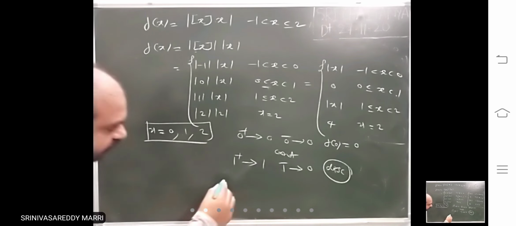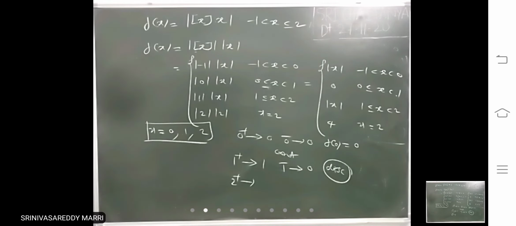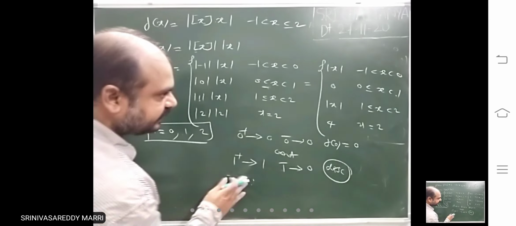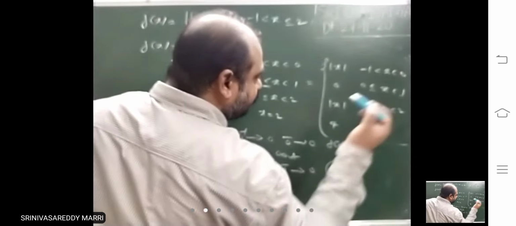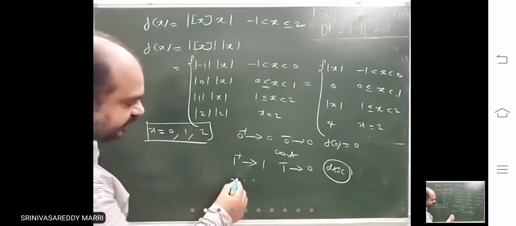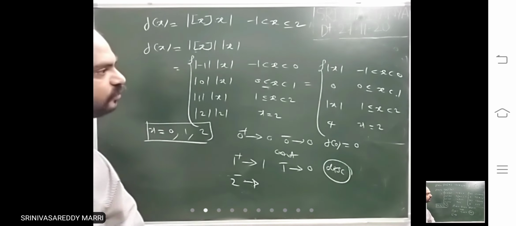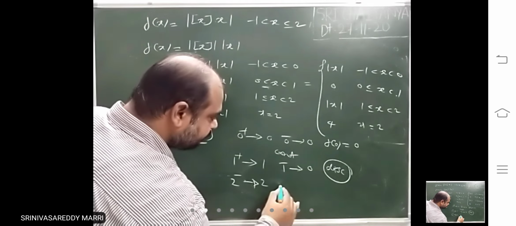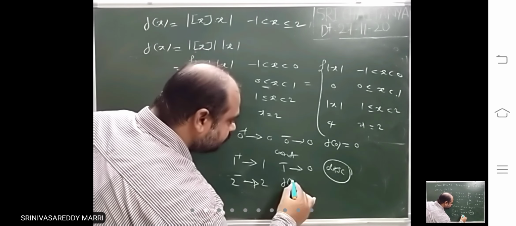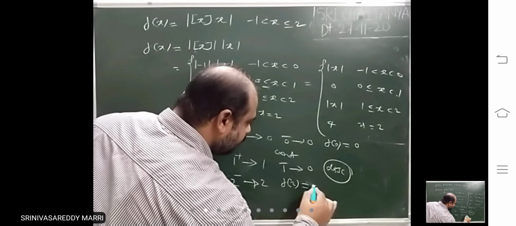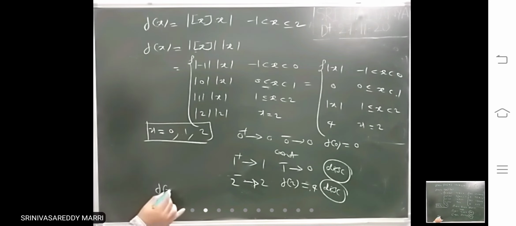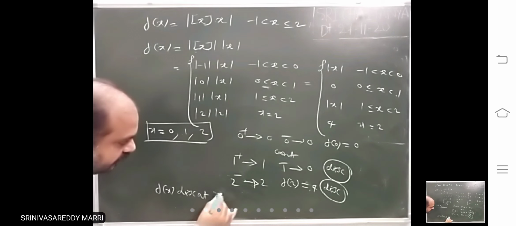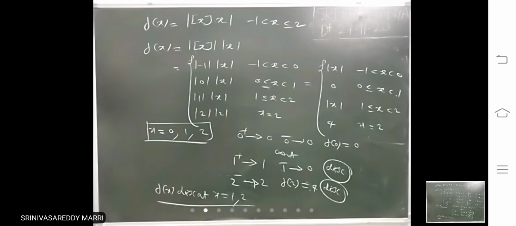Next, 2 plus is what? 2 plus is not there. 2 is the last point, the last ending point. The domain is -1 to 2, ending point is 2. There you calculate only 2 minus. 2 minus means 2. F of 2 is 4. So discontinuous. That means discontinuous at 1 comma 2.